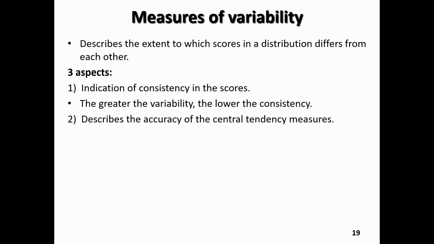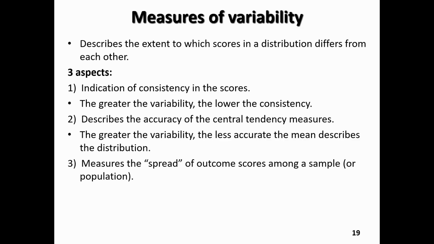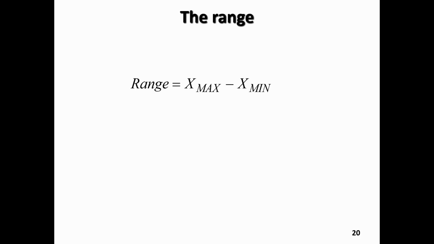Variability measures also function to describe the accuracy of how the three central tendency measures characterize a set of data. Essentially, the greater the variability in the data, or the values of the scores within a distribution, the less accurately the mean characterizes that distribution. The third aspect of variability measures is that they measure how spread out the outcome scores are for a sample or a population.